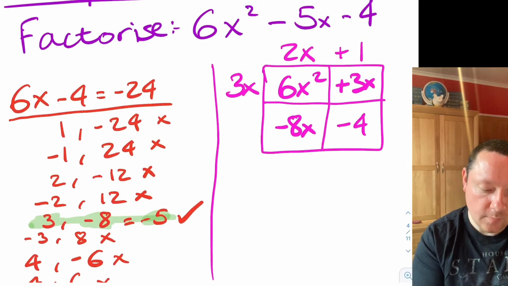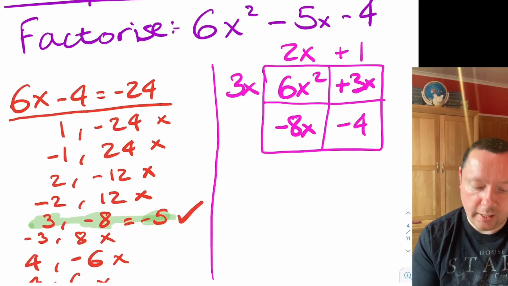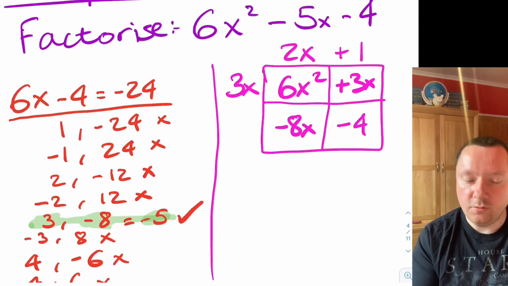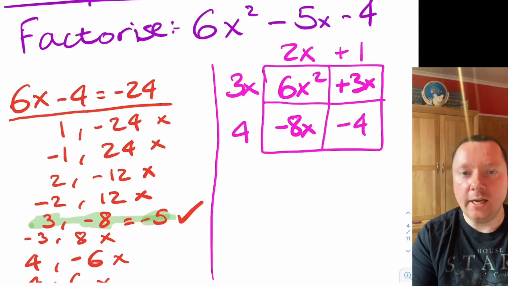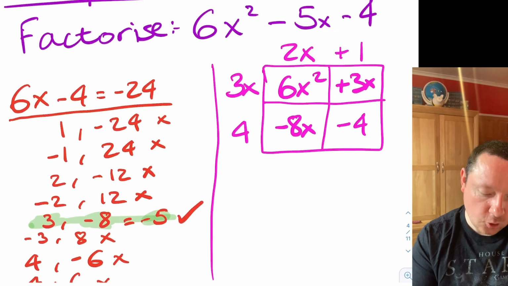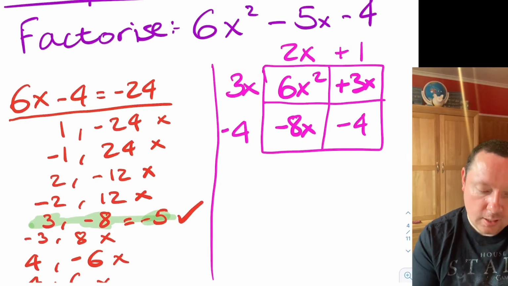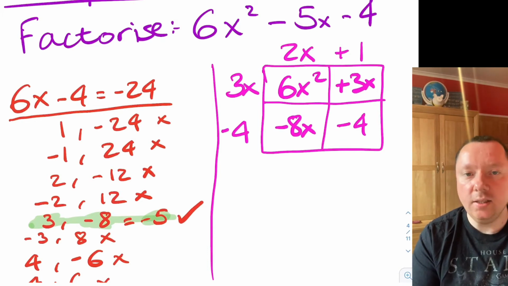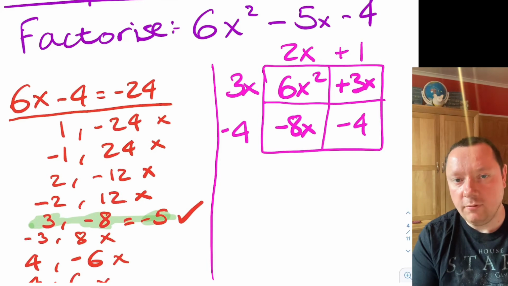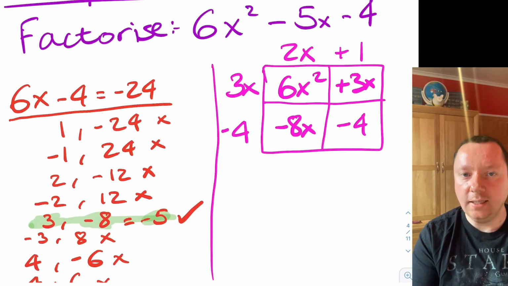And then we do the same on the bottom. Biggest number that goes into 8 and 4 is 4. This is where you now have to check your sign, because you've got 4 times 2x, but I need to get it as minus 8x. So it's going to have to be minus 4. Minus 4 times 1 is also minus 4, so it's minus 4 instead of plus 4. And you'll see from each question whether that has to be plus or minus.